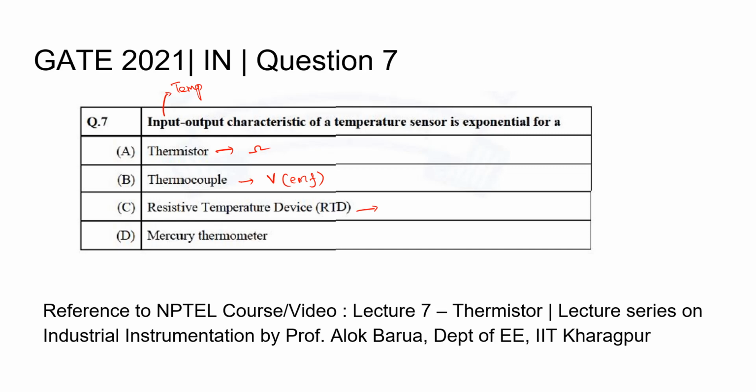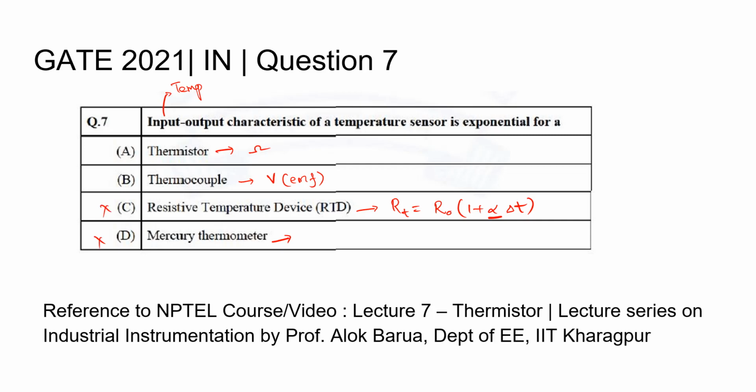In RTD, based on the temperature, the resistance value changes. The resistance at a temperature T is equal to R0 into 1 plus alpha delta T, where alpha is the material constant. And mercury thermometer, we all know. The mercury expands based on the temperature, and the level of mercury will give us the temperature that's been measured. So comparing all these, we can easily eliminate both of them.